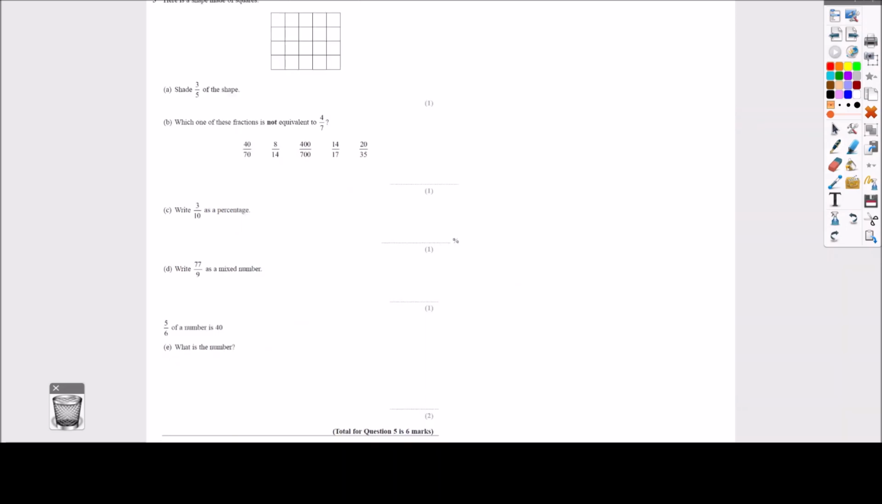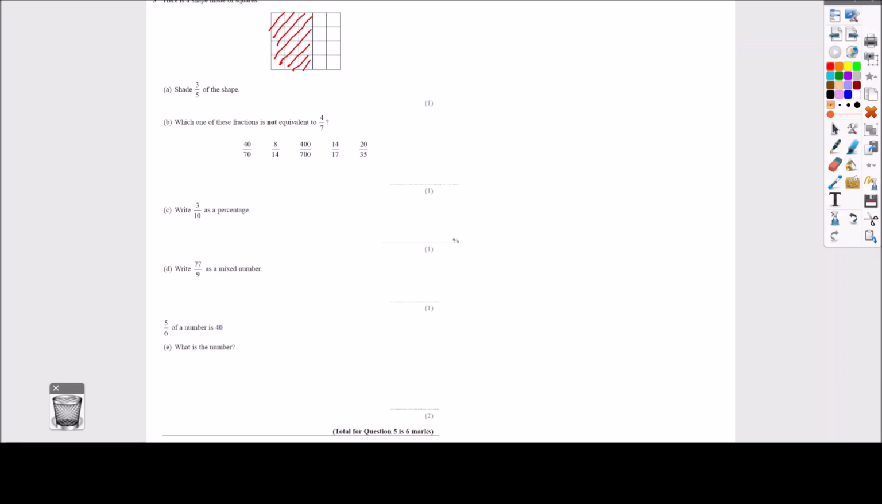Question 5, shade 3/5 of the shape. Well, we've got 5 columns, so if we shade 3 out of 5 of the columns, that's going to be 3/5. So basically you just need to shade any 12 squares would suffice.